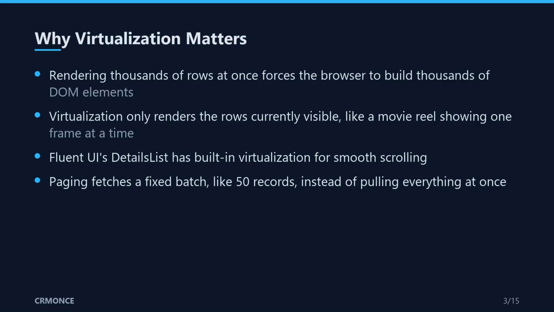Virtualization fixes this. Picture a movie reel, only one frame is on screen at a time, even though the whole film exists. Fluent UI's details list component works the same way, only rendering the rows currently visible in the viewport. Pair that with paging, where we ask Dataverse for say 50 records at a time instead of everything up front, and your grid stays buttery smooth no matter the row count.